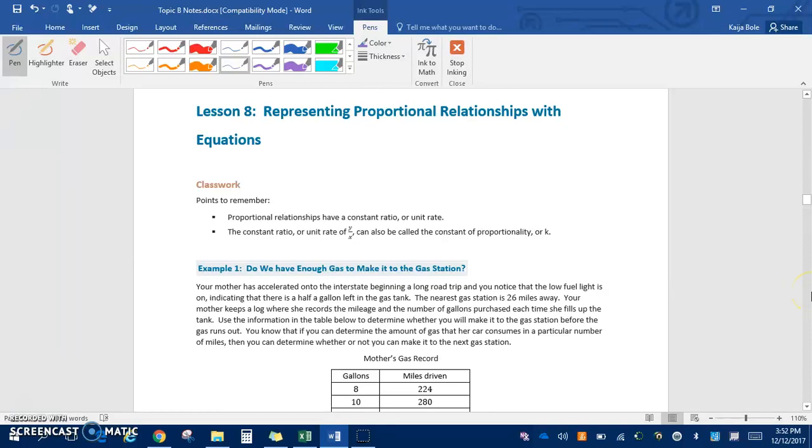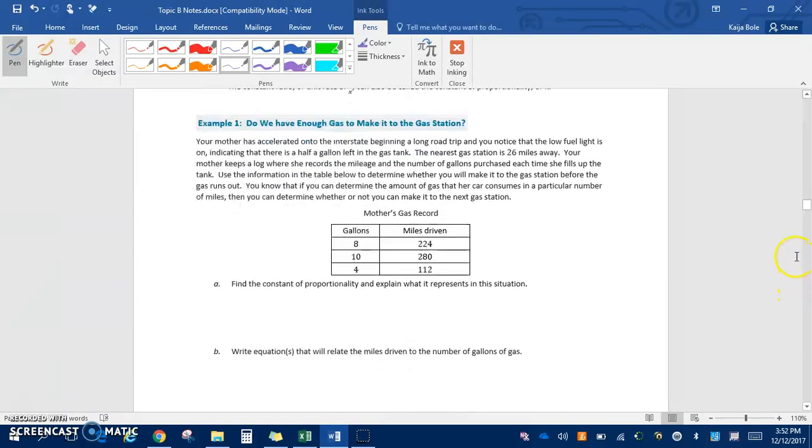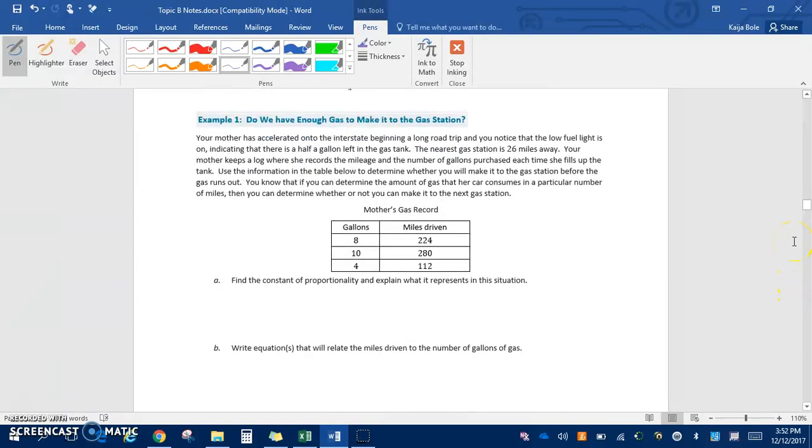Alright, so here we are on lesson 8, representing proportional relationships with equations. This is a continuation of what we've been doing using tables, writing equations, and finding constants. Example 1 says your mother has accelerated onto the interstate beginning a long road trip, and you notice that the low fuel light is on, indicating that there is half a gallon left in the gas tank. That's the important part. The nearest gas station is 26 miles away.